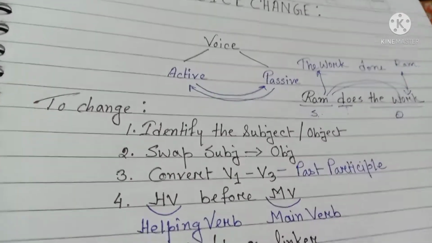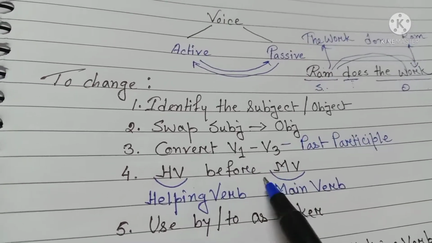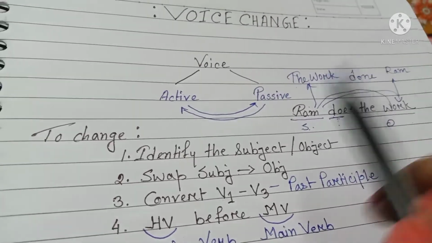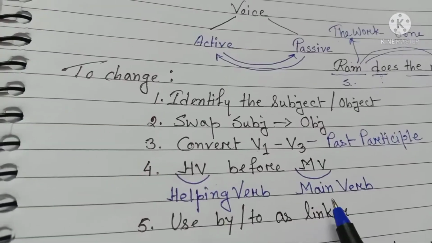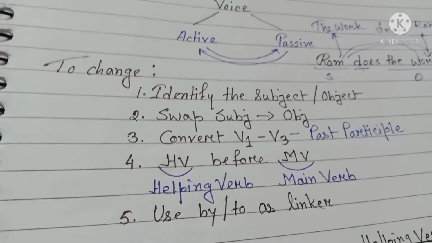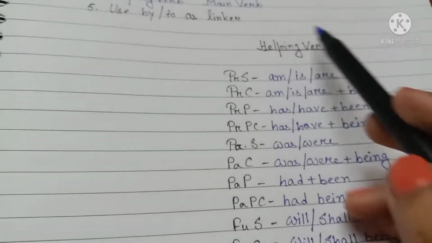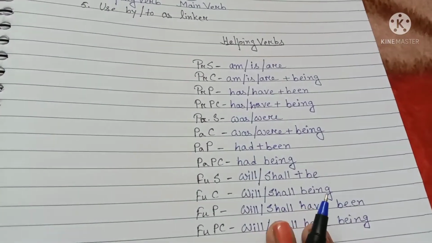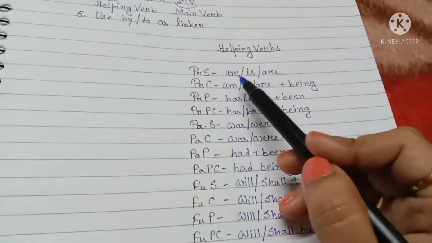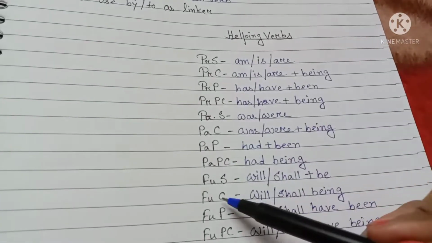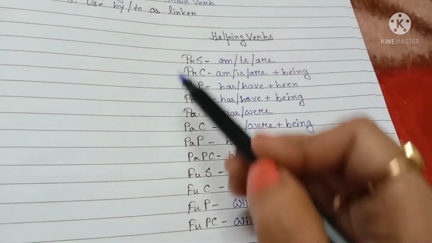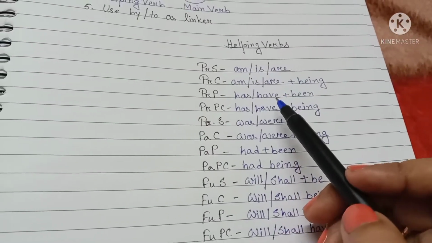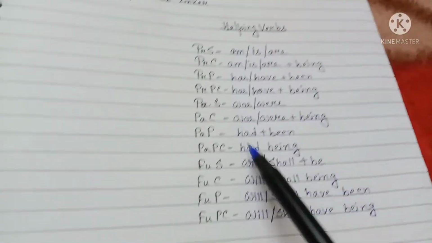Let's write done. Then put a helping verb before the main verb. So before the main verb, done, we have to write down a helping verb. Now you can ask me what the helping verbs are. I have already created a list of the helping verbs which we need to use, tense by tense. If you remember this particular table, then you don't need to do the exact part of the tenses of voice change. Just remember this table.